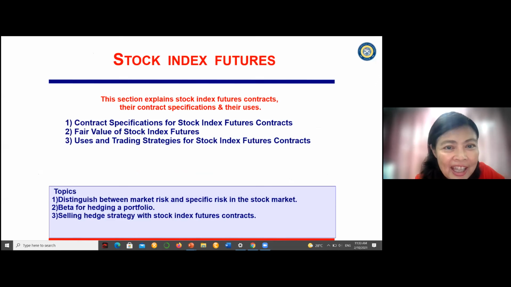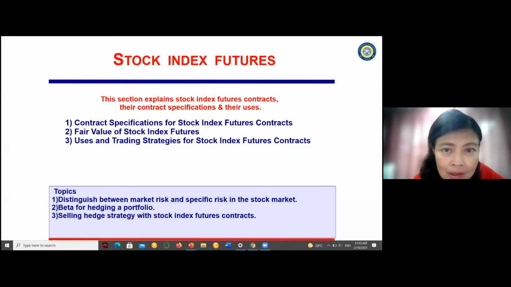So we start with stock index futures. To hedge, we have to know the contract specification for your stock index futures. And to hedge, we also need to know the fair value. Fair value is the correct price, given the number of days to maturity, given the interest rates, given the dividend yield. Then you calculate the fair value. And then, of course, we're going to talk about the uses, which is hedging. Maybe some trading strategies if there's time. Arbitraging, no time, but that's very interesting.